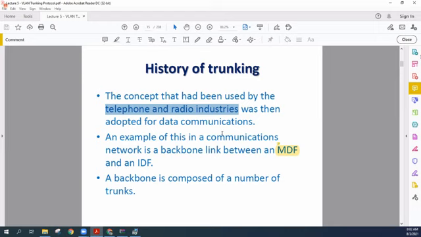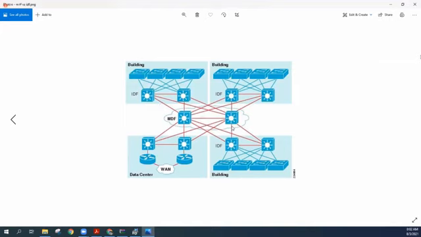An example of this in a communication network is the backbone link between the MDF and IDF. MDF stands for main distribution frame, which is the centralized thing. I think I have the image for that. I will show you that. MDF represents the backbone network. This end is the MDF, and the other ends are IDFs.